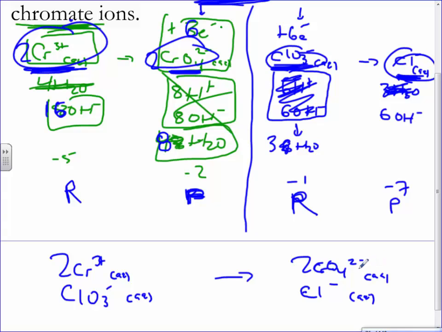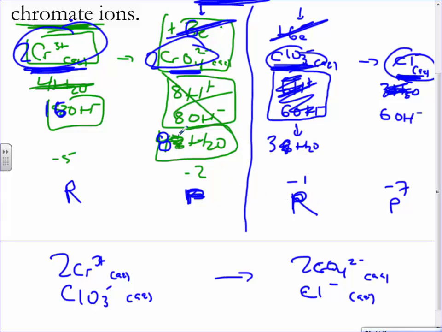Now I want to consider the rest. The electrons should cancel, right? This electron should cancel that one there, so that takes care of that. Let's do water next. How many waters are left over, and on what side? 5. And on what side?